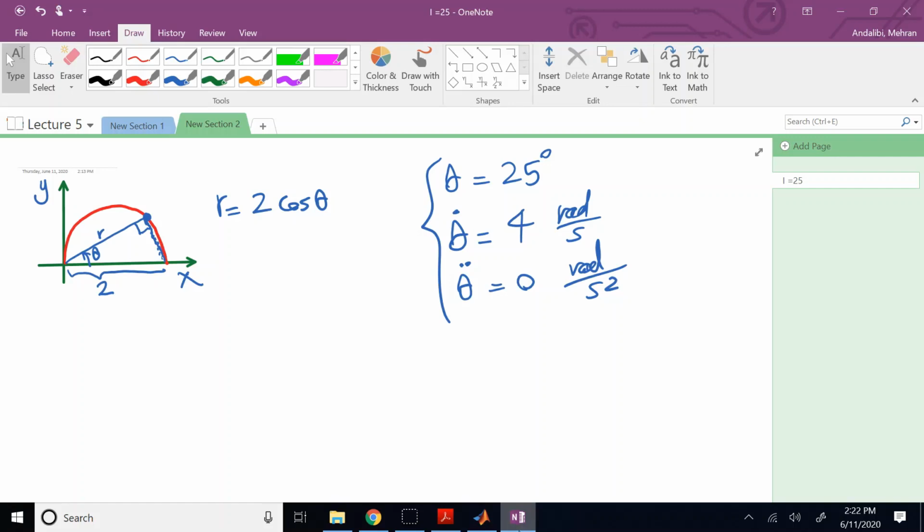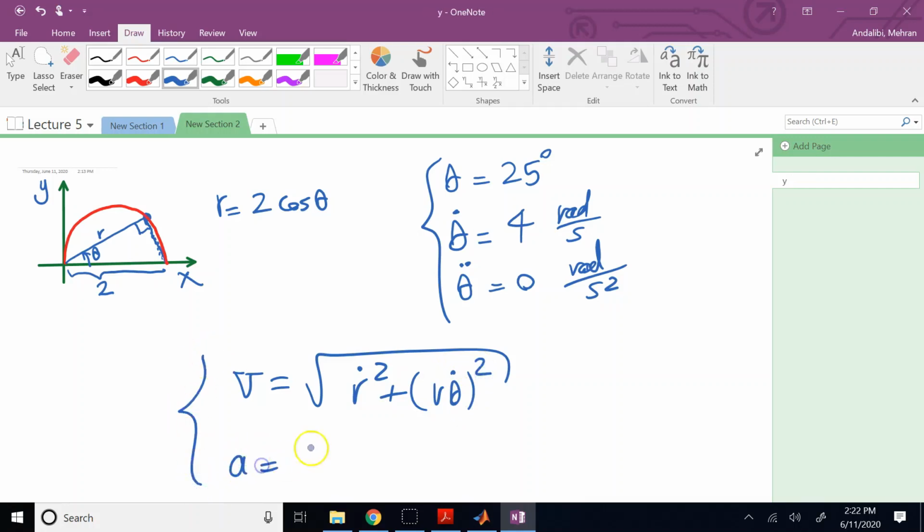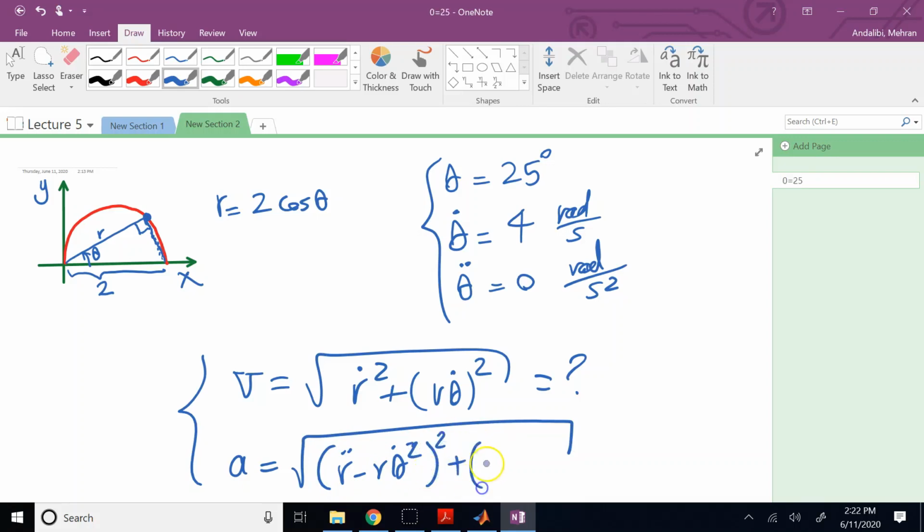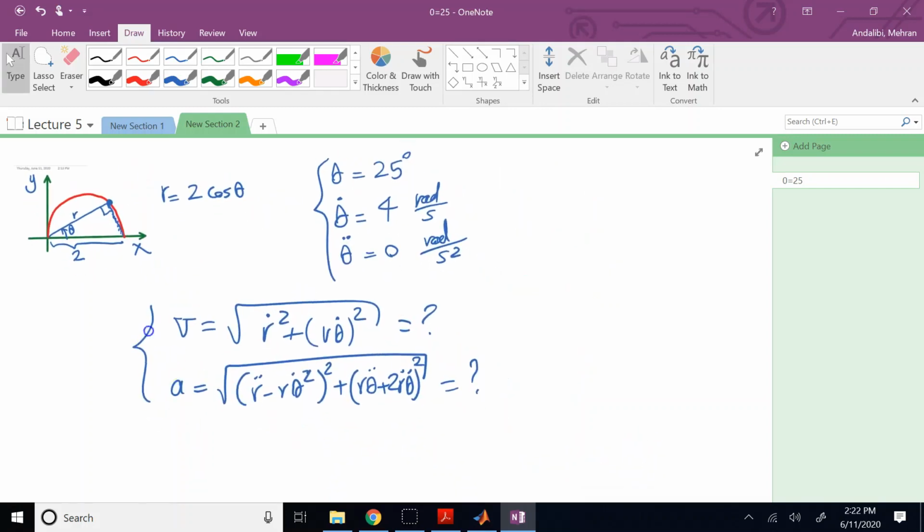We know magnitude of velocity, if there is no z, which in this case there is none, is square root of r dot squared plus r theta dot squared. And then the magnitude of acceleration is square root of (r double dot minus r theta dot squared), the whole thing squared, plus (r theta double dot plus 2r dot theta dot), the whole thing squared. So this is what the problem is asking.